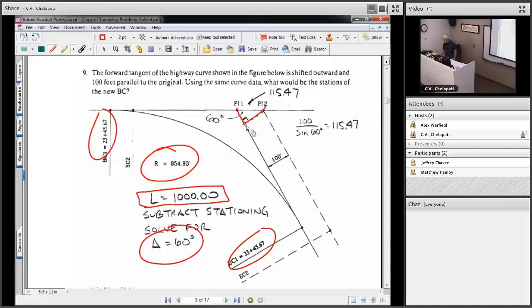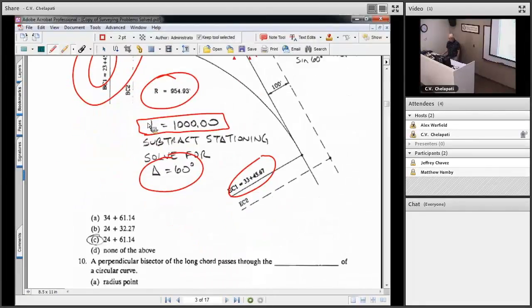And then we're going to construct this small right triangle here, knowing because of the geometry of the horizontal curve, that angle is also 60 degrees. We know that this is 100. And we're going to solve for the hypotenuse, and that's the distance between P1 and P2. Using the sine function, we come up with a distance of the hypotenuse of 115.47. We simply add that on to the BC station to give the new BC station. So letter C is the correct answer, letter C.